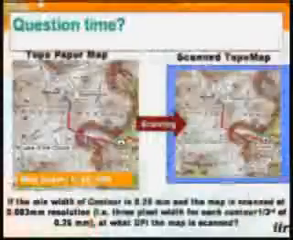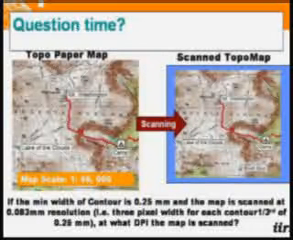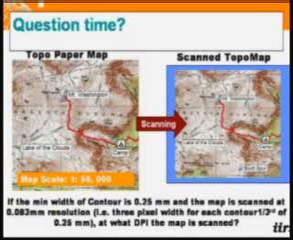There is a problem I am giving. Suppose there is a topo sheet of the scale 1:50,000. Carefully listen. There is a topo map of 1:50,000 scale, and you scan the topo map and generate a scanned topo map. If the minimum width of the contour is 0.25 mm, that is 1/4 of a mm, and the map is scanned at what resolution?